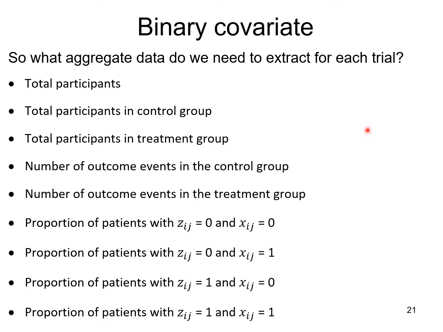So just to pause again so that we're all on the same page, what aggregate data are we going to need to do that calculation, to work out the variance of the proposed interaction in each trial separately? We need the total participants in the trial, specifically the total participants in the control group and the treatment group. We're going to need to know the number of outcome events in the control and the treatment group, because this is going to be used to work out the overall treatment effect. We're going to need to know the number of participants in each of those 4 different classifications of Z and X. So this is essentially the joint distribution, and that's it.